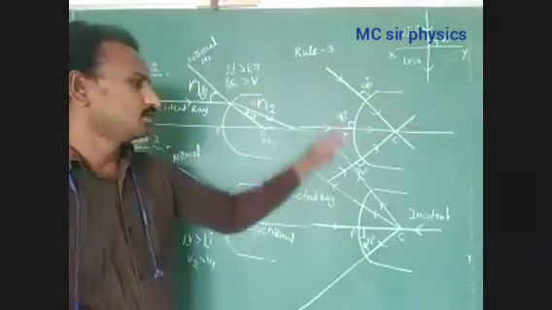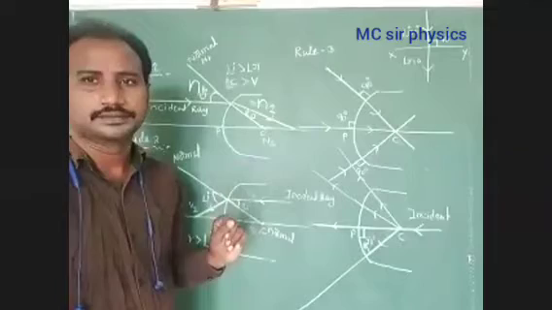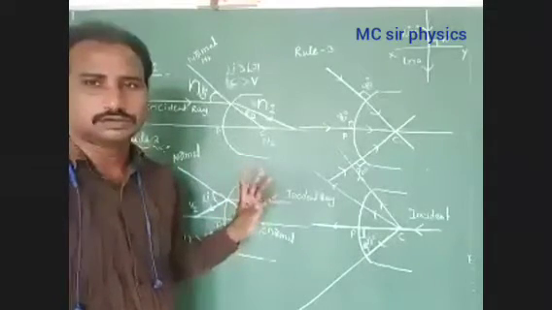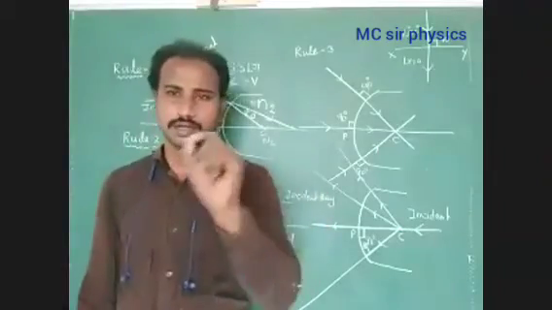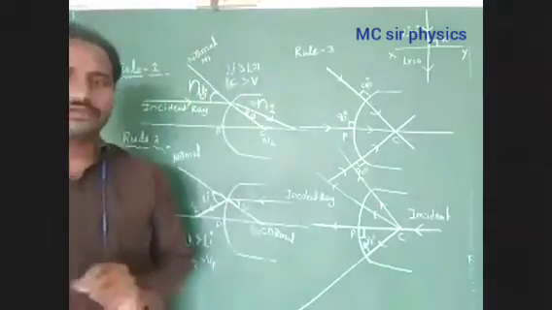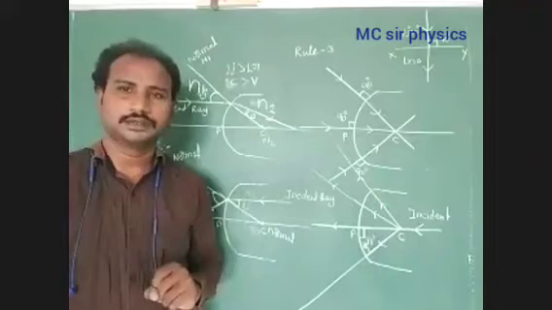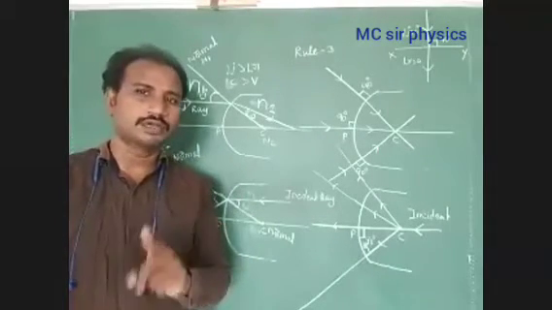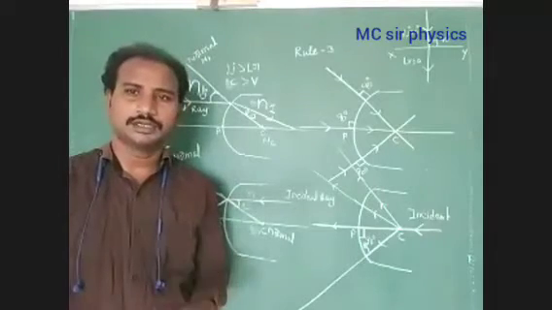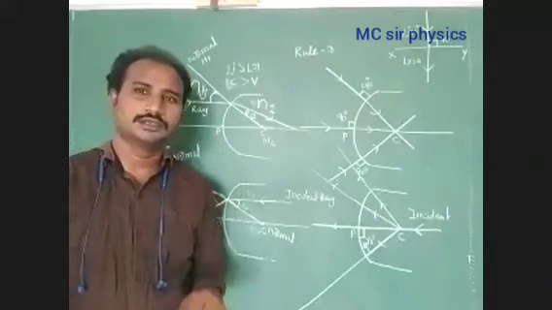Okay, these are all 4 rules. With the help of these 4 rules, we have to identify the image formation point on the principal axis. While drawing the image, we have to consider 2 marginal rays. How many marginal rays? 2 marginal rays are required for us.